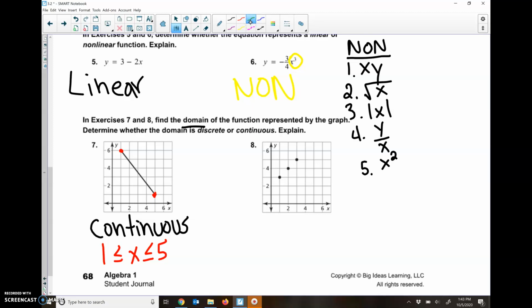And then the last one here, it has these separate dots. So this is something that would be considered discrete. And then also with this, remember when it's discrete, we have to just write out all the ones. So it looks like we have 1 at 1, 1 at 2, and 1 at 3. I don't see any more dots there. So it looks like our domain is just the 1, the 2, and the 3. Good luck.